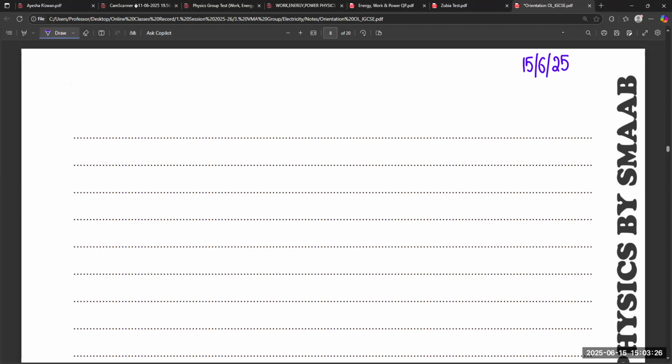Cells in series combination. Cells in series means we have one cell, then after that we have second, then third, fourth, and so on, depending upon the number of cells. So let's suppose this is the symbol of the cell or the battery. So we have one, two, three. So this is the type of series combination.